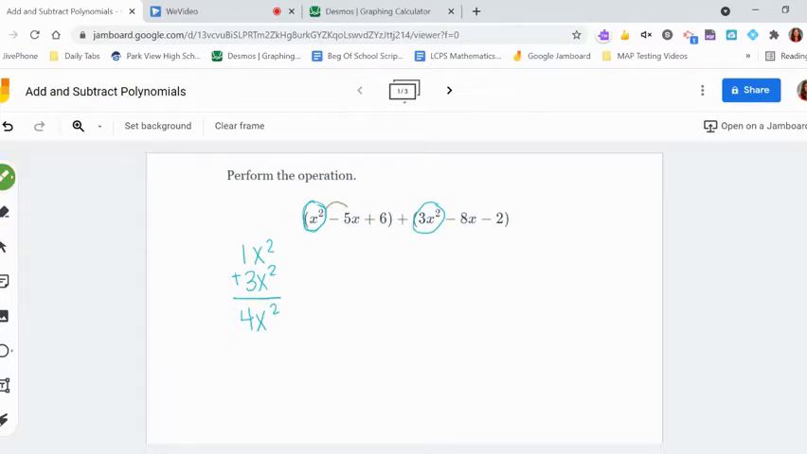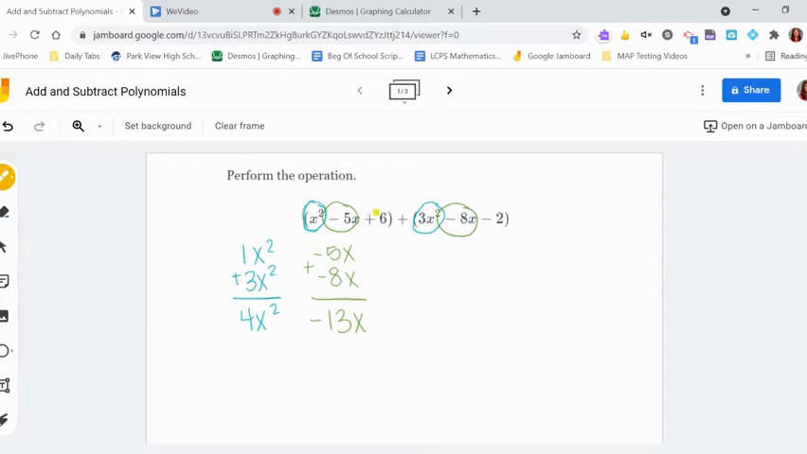My next like terms are negative 5x minus 8x, and I'm adding them together. But when I add together two negatives, it's really the same as subtracting. Negative 5 minus 8 is going to give you a negative 13x. Remember, I keep the variable coming down. These both have an x, so my answer there has an x.